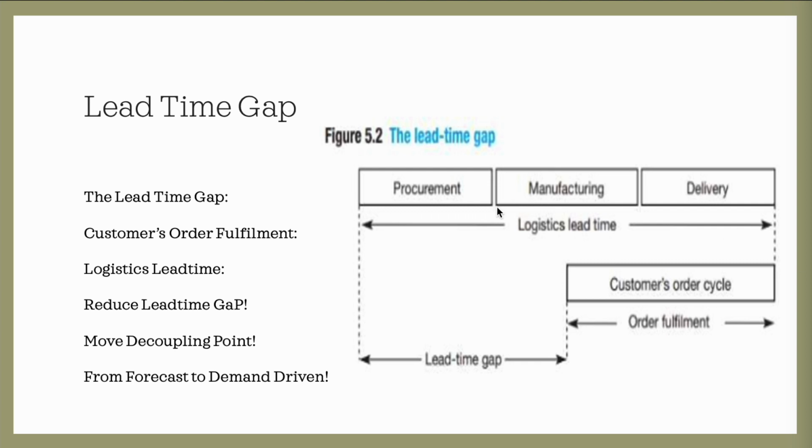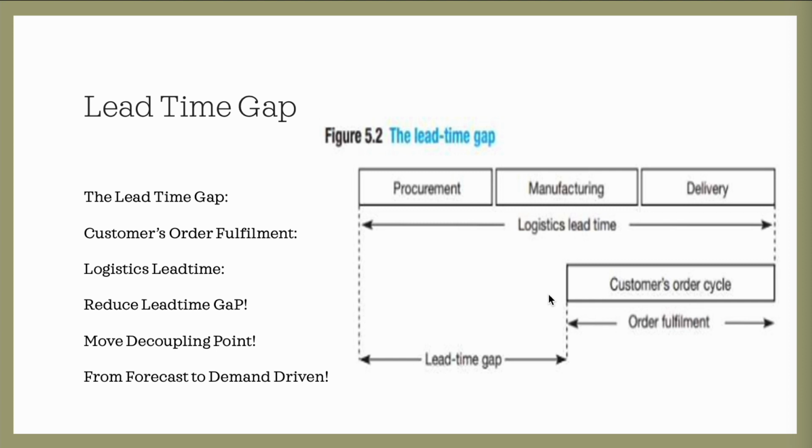And then we have logistics lead time. Logistics lead time is the time it takes to acquire, manufacture, and deliver the finished product. If the product is in stock, that means the item will not have a lead time gap, because it will be over here, in between the customer order cycle. So the customer won't be mad.